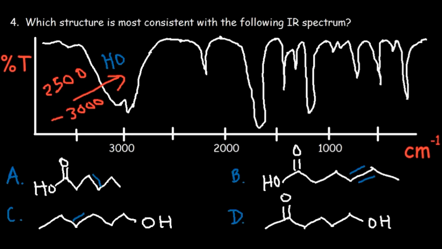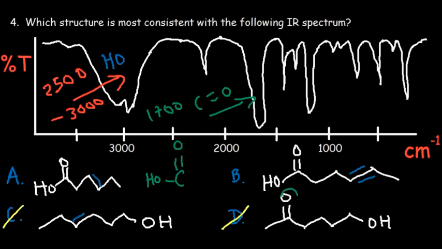So we can eliminate answer choice C and answer choice D because they're not carboxylic acids. The next important signal that we have here is the carbonyl group at 1700. That's also part of the carboxylic acid functional group.